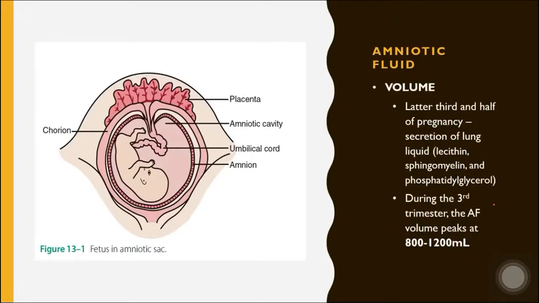Aside from the fetal urine, in the latter third and half of the pregnancy, kasama na ni fetal urine yung mga lung liquid or lung surfactants. The lung surfactants we should remember include lecithin, sphingomyelin, and phosphatidylglycerol. So these three are needed for proper lung development. During the third trimester, the amniotic fluid volume peaks at 800 to 1,200 ml. So this is the normal volume of amniotic fluid, 800 to 1,200 ml.